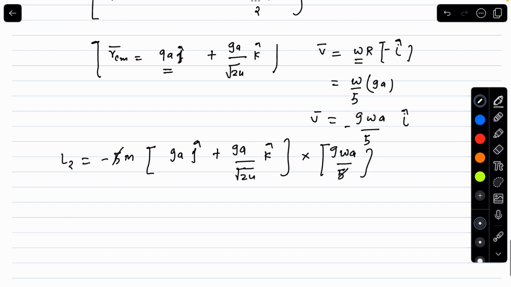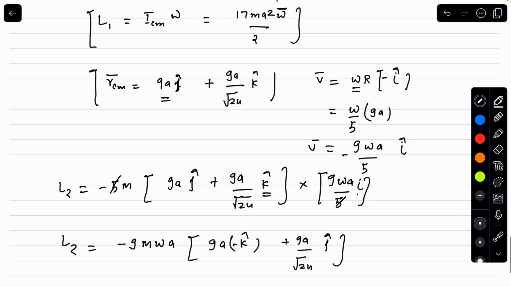So 5 cancels out, and L2 becomes minus m omega a, and here is I cap, so j cap cross I cap is minus k cap, so that is minus k cap, 9a k cap. Then of course there is 9 here, and 9a by root 24 k cap cross I cap. k cap cross I cap becomes j cap, so that is 9a by root 24 j cap. So this is the angular momentum L2.